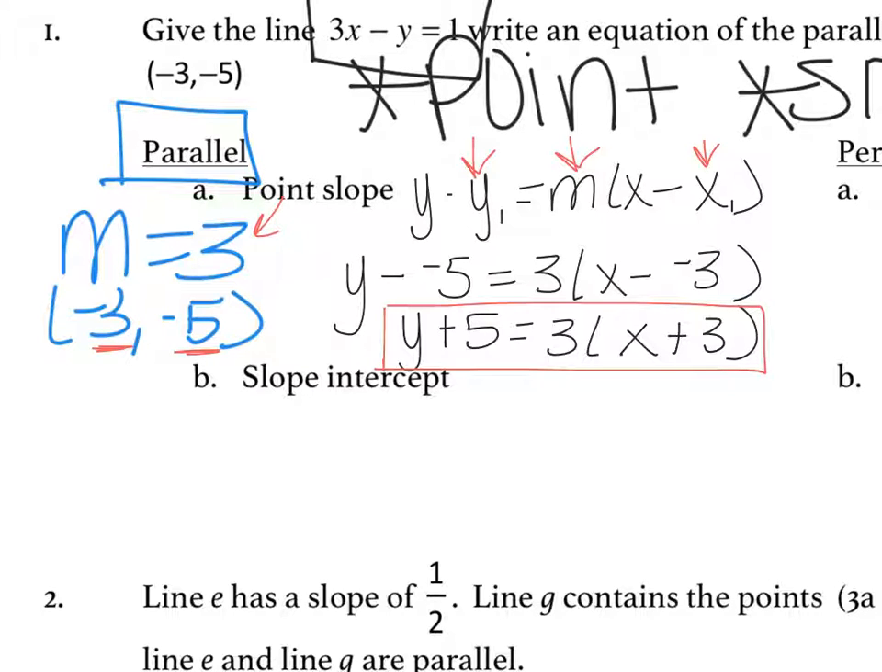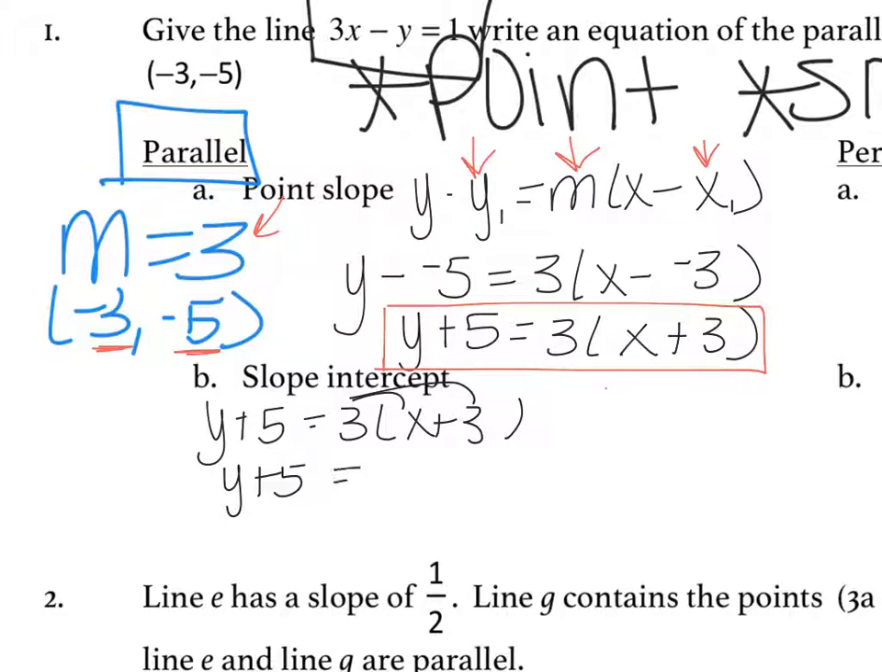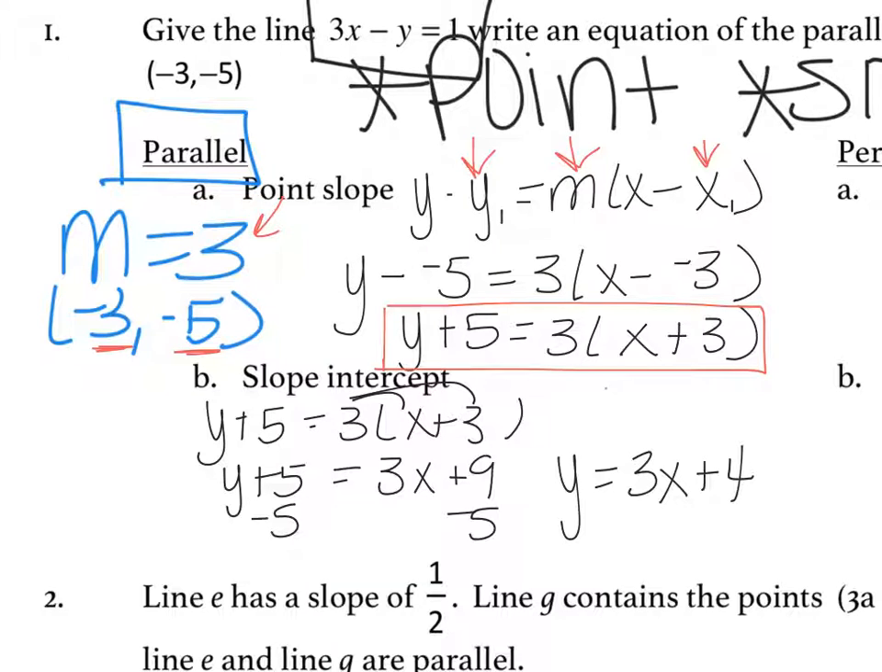To get it into slope intercept form now, you're going to take your point slope form and simplify it. You're going to distribute the slope into the parentheses, so I'm just going to rewrite this. y plus 5 equals 3 times x plus 3. I'm going to distribute the slope here. So I got y plus 5 equals 3x plus 9. And then you're going to subtract the 5. So you're left with y equals 3x plus 4. And that's all you've got to do.